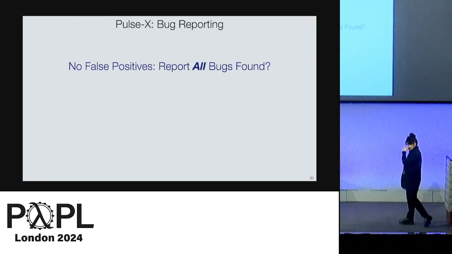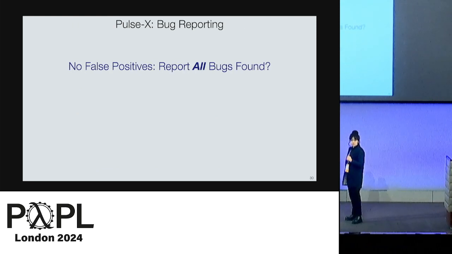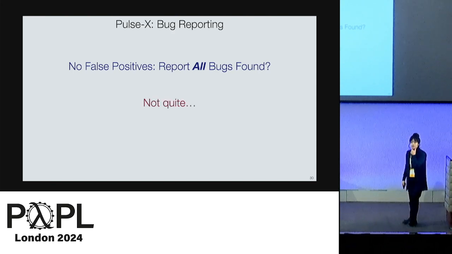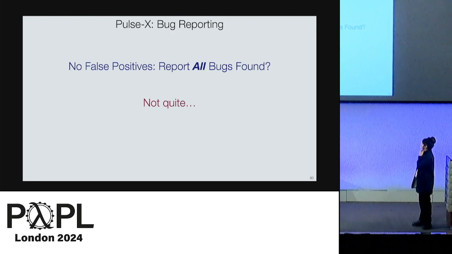Okay, so I did say I will come back to the terms and conditions. So let's look at those terms and conditions. Let's say that I find a bug, as in I find one of these error summaries. Do I always report it? Because I said there are no false positives, right? What do you think? I won't suspend you for much longer. The answer is not quite. It depends. What does it depend on?